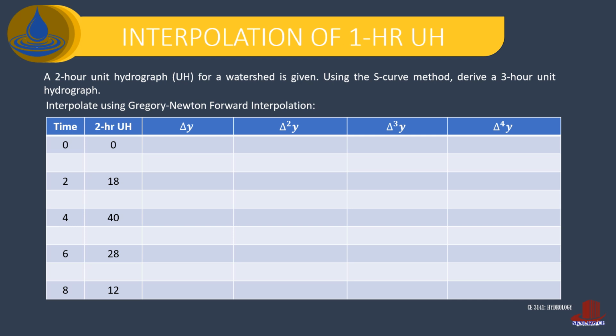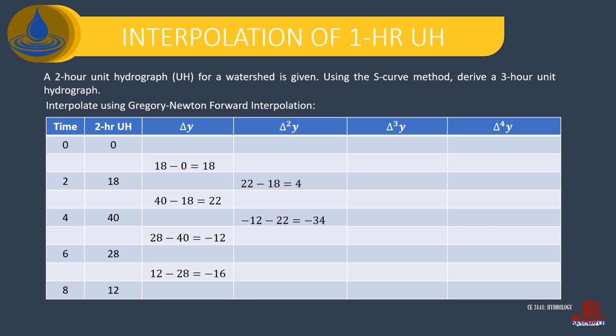For the first difference, we start with 18 minus 0, or 18. Then 40 minus 18 is 22. Next is 28 minus 40, which is negative 12. And 12 minus 28 is negative 16. Having no constant values at this level, we then take the second difference, starting with 22 less 18, or 4.